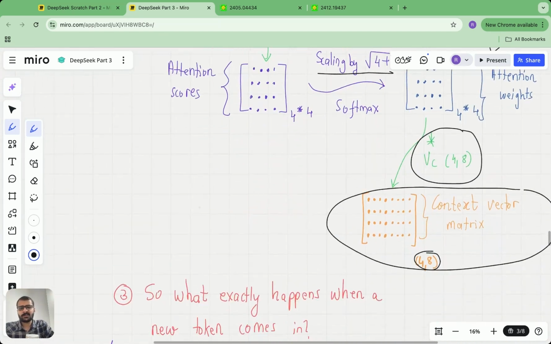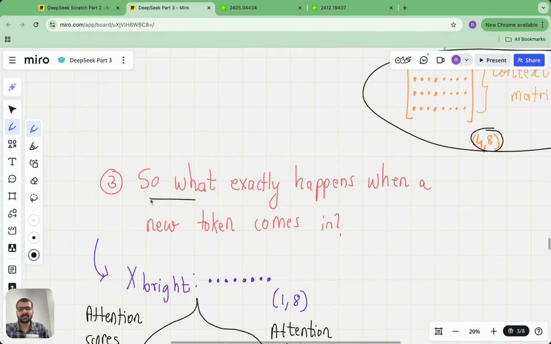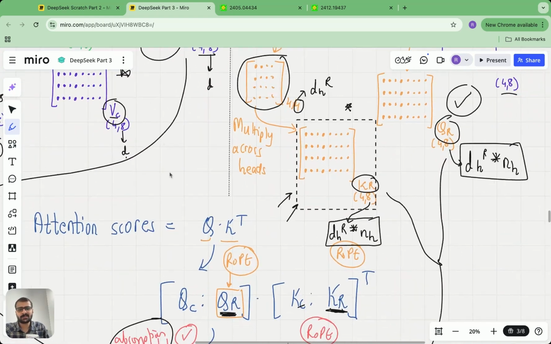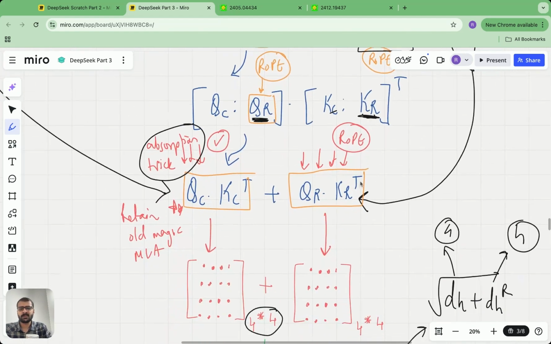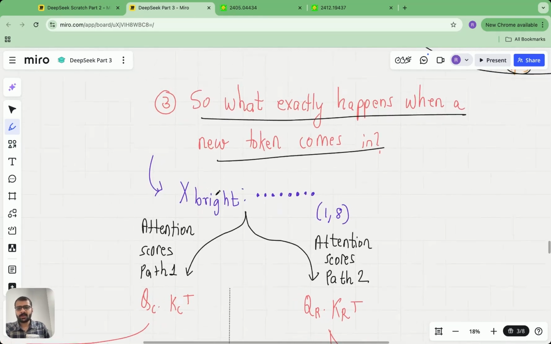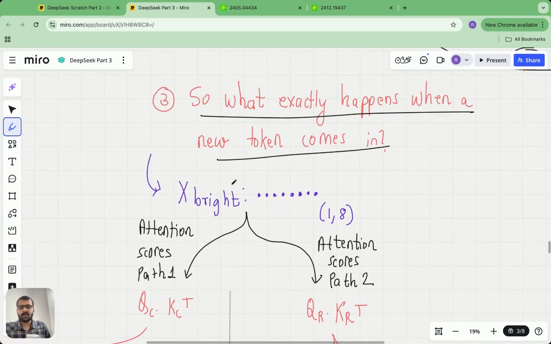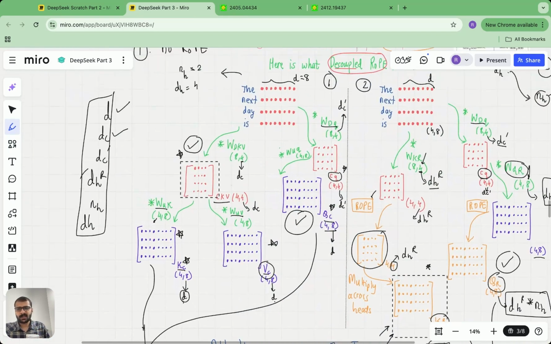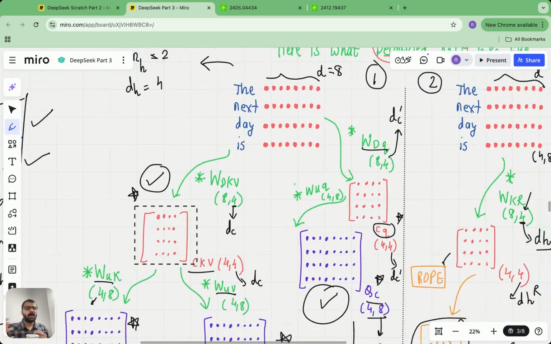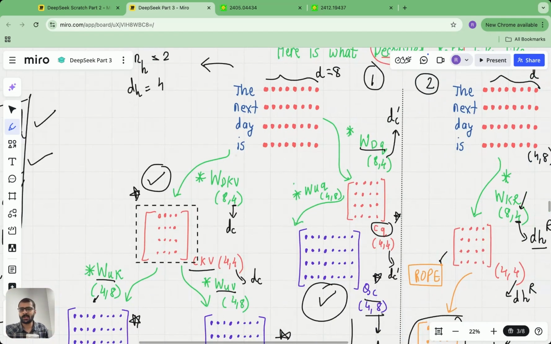So in the next part of this lecture, we are going to see what happens exactly when a new token comes in during inference, and why we need to cache two matrices: the CKV matrix and the KR matrix. So let's see that right now. Let's say a new token comes in, which is "bright". Imagine that we are doing the inference, and the token which is inferred is "bright". Now when "bright" comes in as a new token, let's see how we predict the next token through this entire MLA plus rotary positional encoding framework.